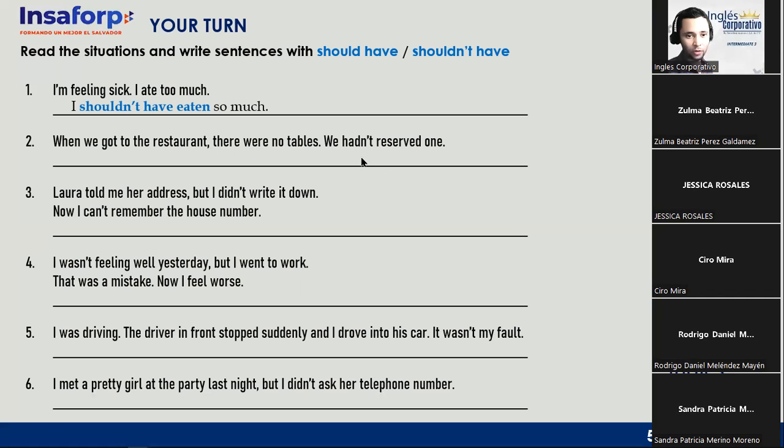I'm going to form five groups now. In room number one, you have Rodrigo Daniel and Zulma Beatriz. Room two, Maritza Guadalupe and Rodrigo Antonio. Room three, Ciro Mira and Sandra Patricia. Room four, Maria Ayala and Nady Ibis. And in room five, Jessica Rosales and Rebecca Estefania. Please join them now. And as usual, I'm going to go inside each of the groups and check on what you're doing. Let's begin.